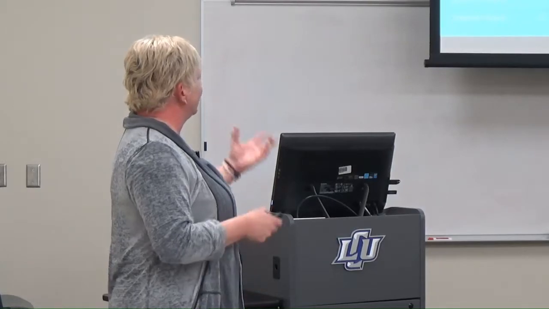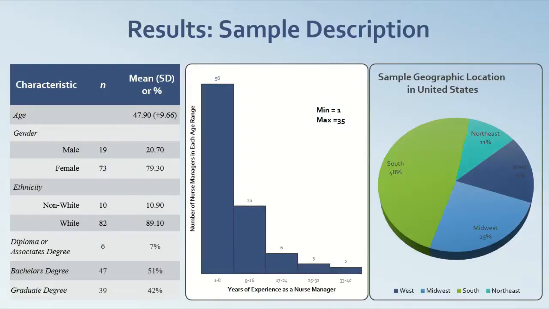All right, and I like to spend all my time talking about the sample and not go any further, but what do we expect in a sample of nurse managers? They're mostly women. They're mostly white backgrounds. And if you'll see, this is kind of cool. Most of them have a bachelor's or a graduate degree. And then how many years of experience? A lot of folks in the 1 to 8 years experience. Remember, this is 92 people. Some in the 9 to 16, then you get down here to people that have been there forever. How do you be a nurse manager for 33 years? That's a long time.